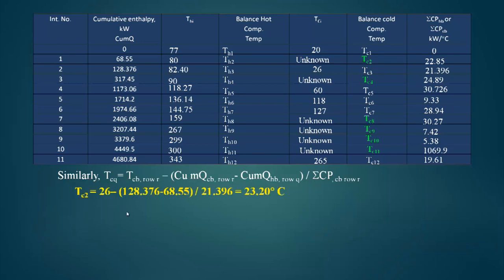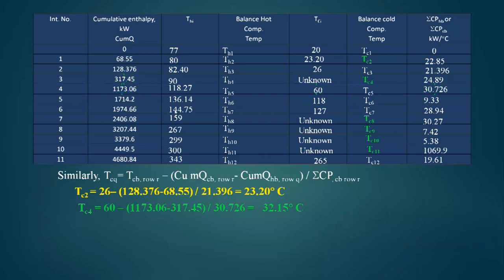So, TC2 is equal to 26 minus. So, these are the temperatures, cumulative enthalpy and summation Cp values which we will be using. So, this is equal to 26, because this is the unknown value, next value is 26. So, 26 minus this value, 128.376 minus this value, divided by the summation of Cp values available here. So, it is 23.20. So, it moves to this place and it becomes 23.20. Similarly, the unknown values here, here, here, here, here, here are computed and transferred.